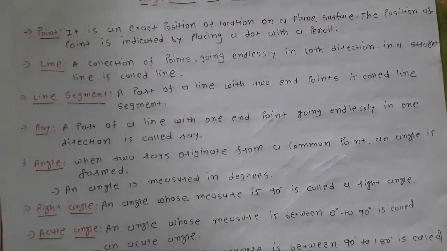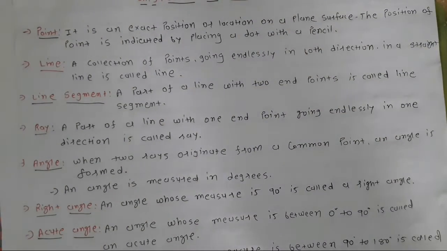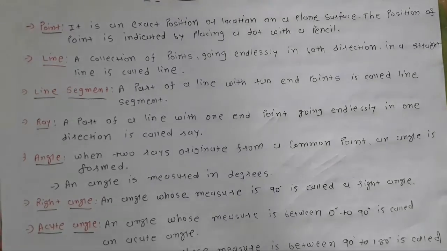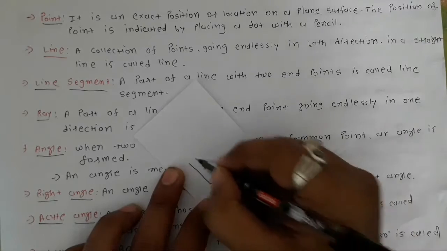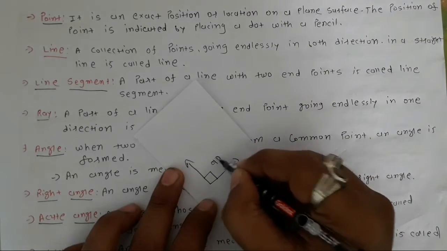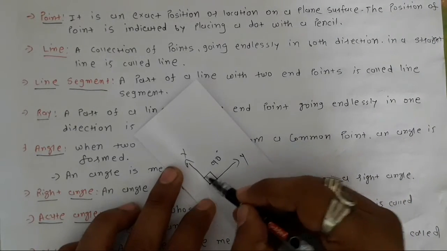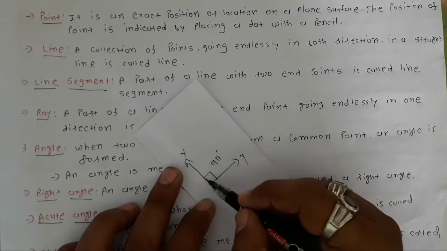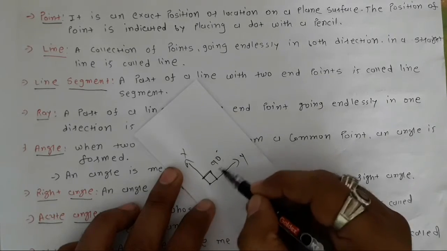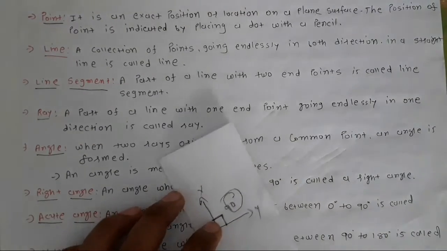Now the next one is, in the previous standard we studied some basic types of angles. The first one is the right angle. What is a right angle? An angle whose measure is 90 degrees is called a right angle. Here we can see two rays, one common point, and both lines are straight: one horizontal and one vertical, and they form an angle called a right angle. So the measure of a right angle is always 90 degrees. Please keep this in your mind.